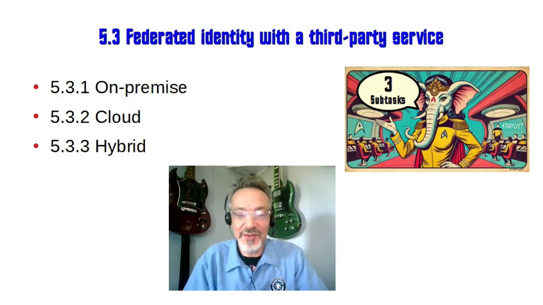Alright, breaking down this task, we have three subtasks: on-prem, cloud, and hybrid identity models. On the exam, they'll expect you to understand how each model works, its pros and cons, and how organizations make decisions based on their unique needs. For example, on-premise solutions offer control and customization, while cloud-based solutions provide scalability and flexibility. Hybrid models combine the two and add complexity, but can offer the best of both worlds.